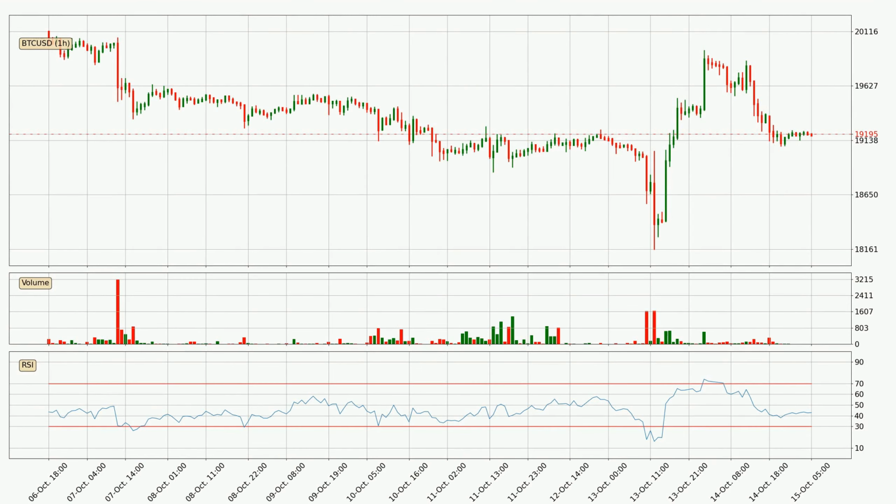Jumping to the hourly relative strength index, the current hourly RSI is at 43, so it doesn't show signs of overbought or oversold conditions at this point.